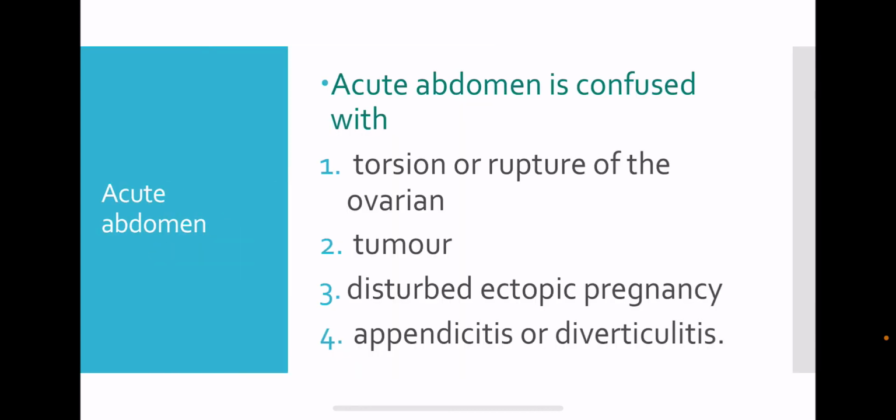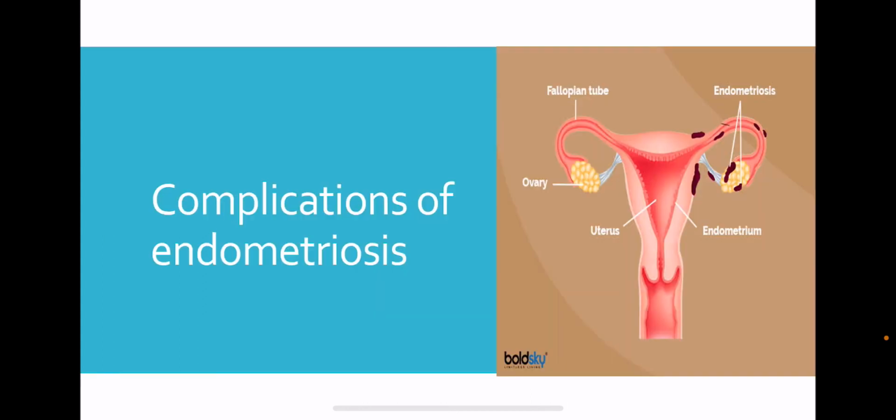Let us summarize it again. Acute abdomen is confused with the torsion or rupture of ovarian tumor, disturbed ectopic pregnancy, appendicitis or diverticulitis. Now let us move on to the complications of endometriosis. What all complications can happen if a person is having endometriosis?